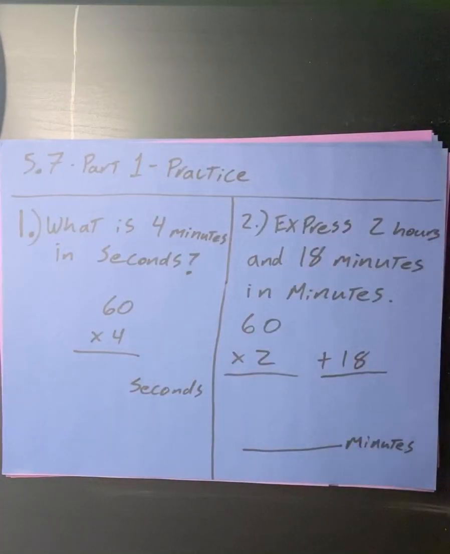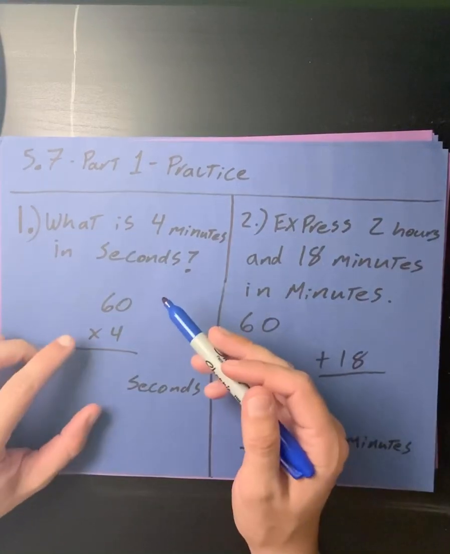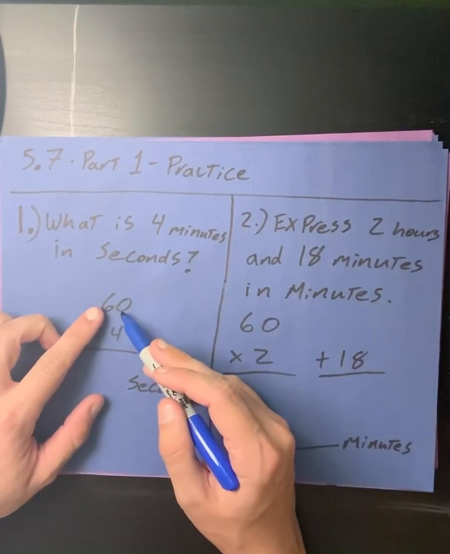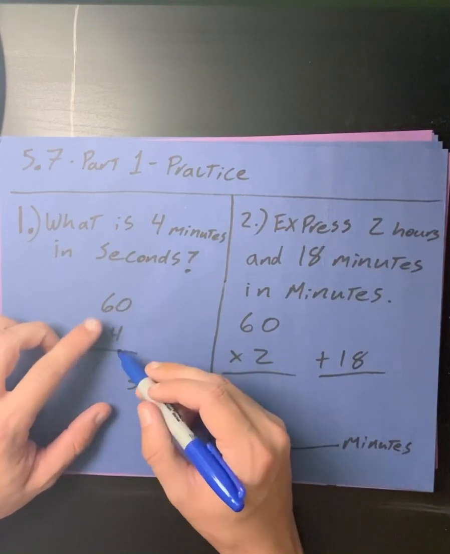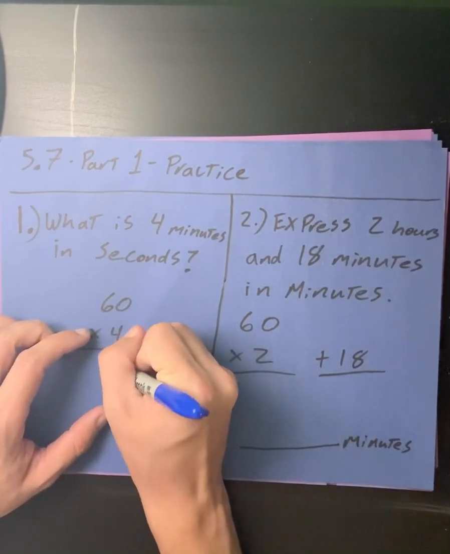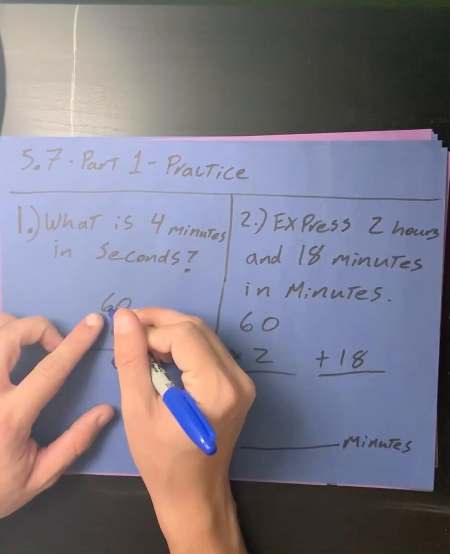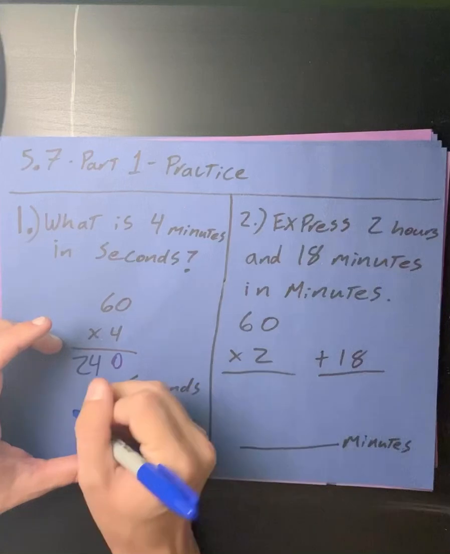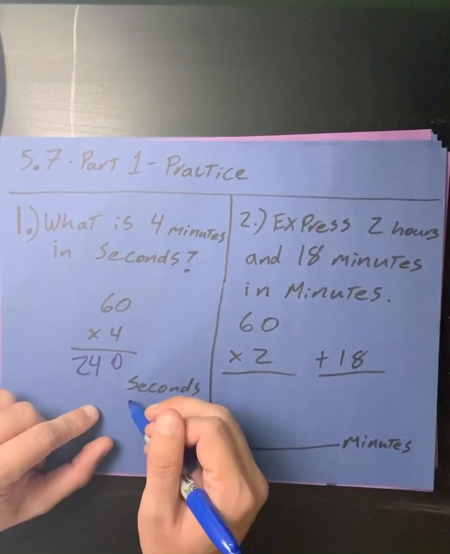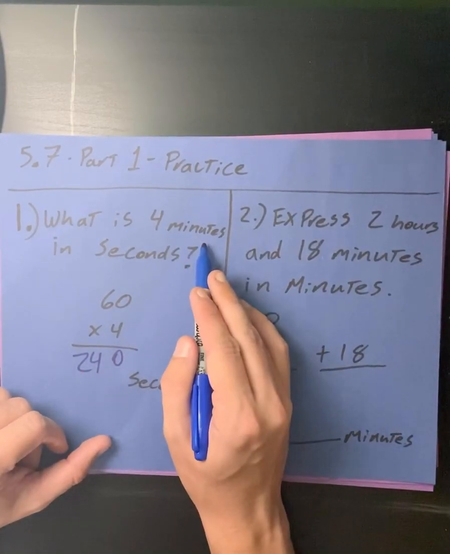All right, so when we come back, we're figuring out how many seconds are in 4 minutes. Multiply 4 times 60, 4 times 0 is 0. 4 times 6 is 24. There would be 240 seconds in 4 minutes.